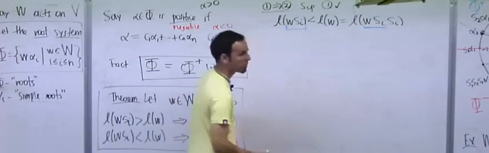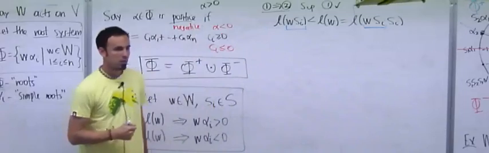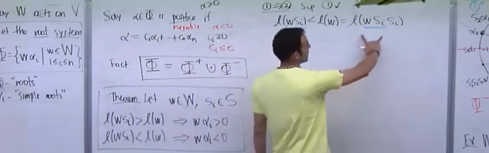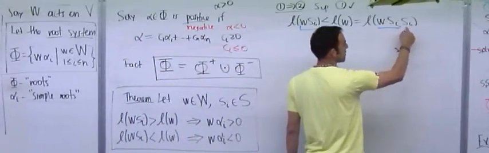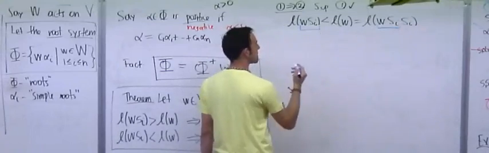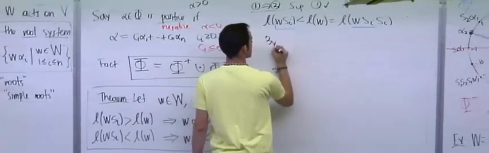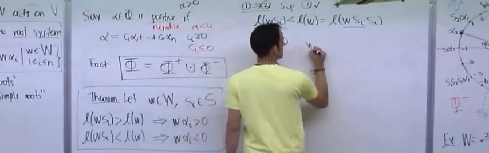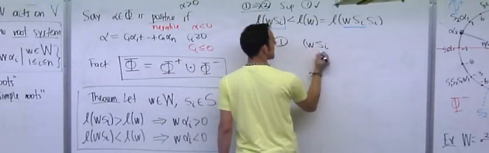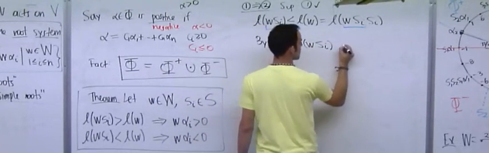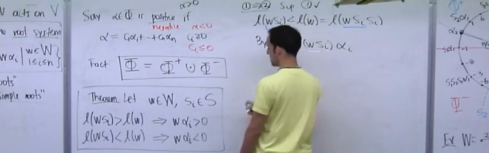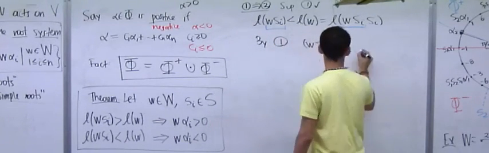But I'm assuming that I already proved 1. And if I already proved 1, then that means that I know what happens in this situation: multiplying by a reflection makes me longer. It means that when I take that element and I multiply by the simple root, I become positive.